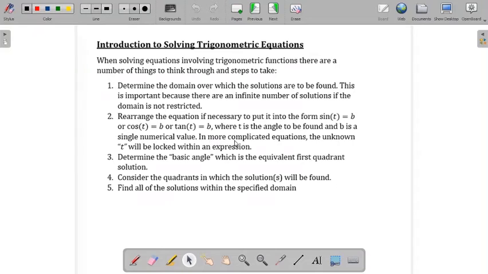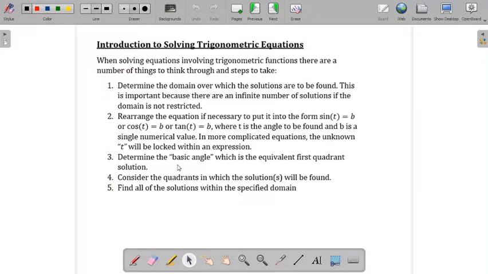Now, it says here that in more complicated equations the unknown t, which might be theta or x, it's not always a t, will be locked within an expression. It might be, say, 2t plus pi, and that will be inside these brackets here. So, looking for the domain, and rearranging if necessary.